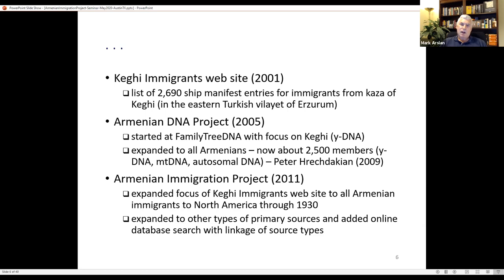And then in 2011, I decided, hey, this really is interesting, what I was doing with the immigrants from my grandfather's district, but I really wanted to start looking at Armenians from wherever they came from into the US or Canada. So I started going back to that research I did about 11 years earlier and created these massive spreadsheets of Armenians that, regardless of where they came from, if they came through Ellis Island, Boston, Philadelphia, a bunch of these other ports.